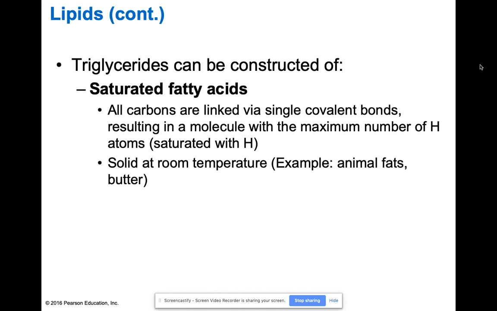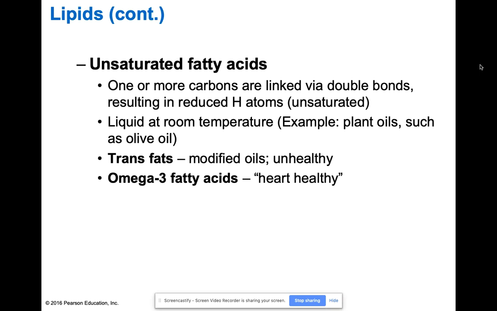So at room temperature, these are solid, so things like butter. Okay, unsaturated fatty acids are going to be things that have carbon-to-carbon double bonds, which means that it has fewer hydrogens than the molecule is capable of holding on to. So it is unsaturated because it is not saturated in hydrogen, where it has a double bond, carbon-to-carbon bond instead.